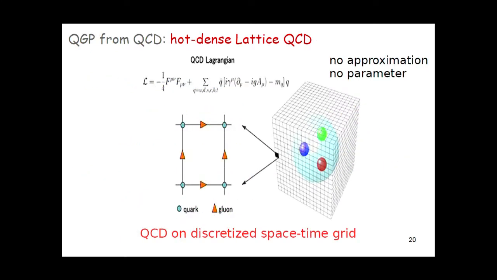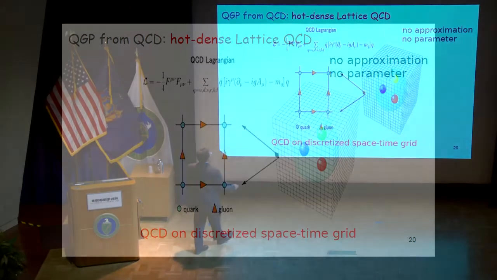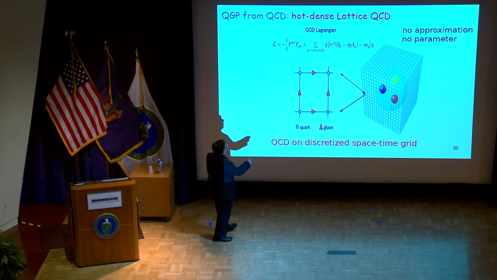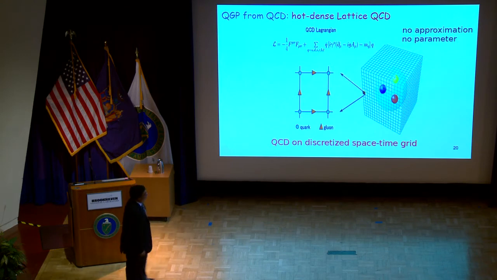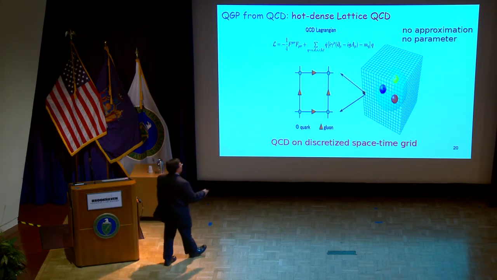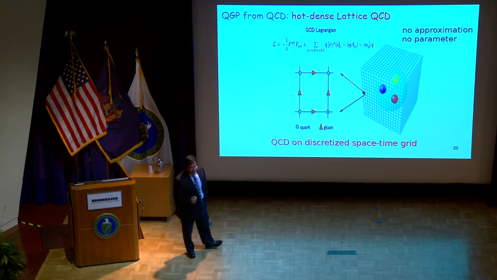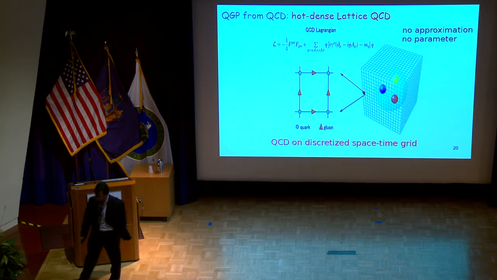To do so, what we do is we take the QCD theory, the theory which describes the interactions between these fundamental particles, and then we take the theory, discretize it on a space-time grid, and put a quark at every grid point, and put a gluon on the connecting link between two grid points. Amongst them, the quarks and gluons interact according to the theory of their fundamental interactions from QCD. So this is an approximation-free and completely parameter-free calculation starting from the fundamental theory of quarks and gluons.